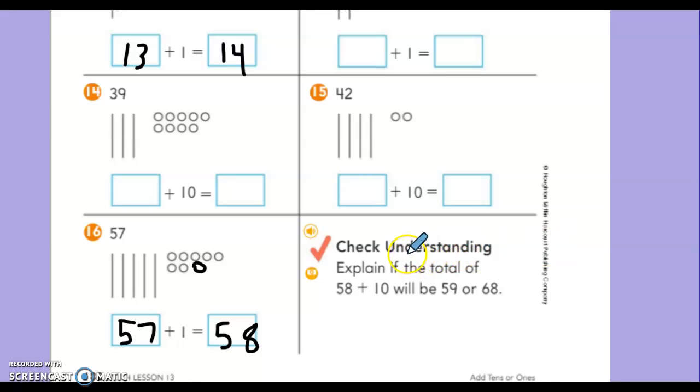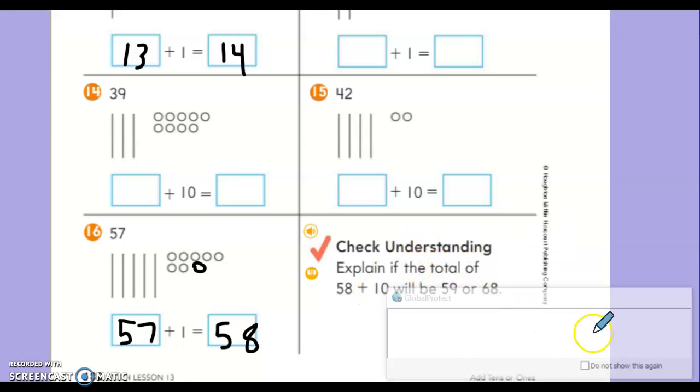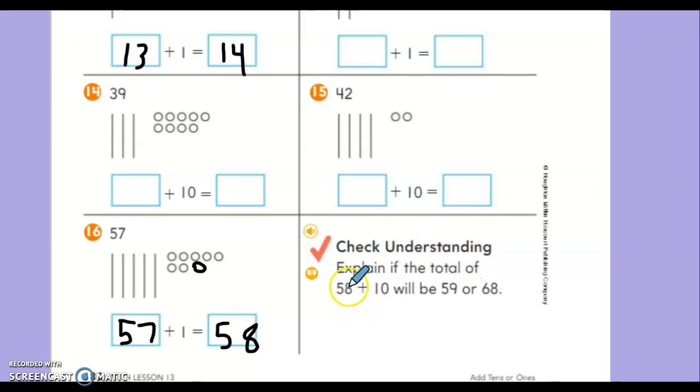Okay, and here it says explain if the total of 58 plus 10 will be 59 or 68. Okay, so are you going to add a 10 stick or a circle? We can actually draw it out because we have space. So let's make 58. 10, 20, 30, 40, 50 plus, we have these 8 extra ones. 1, 2, 3, 4, 5, 6, 7, 8. Now we have to add plus 10.